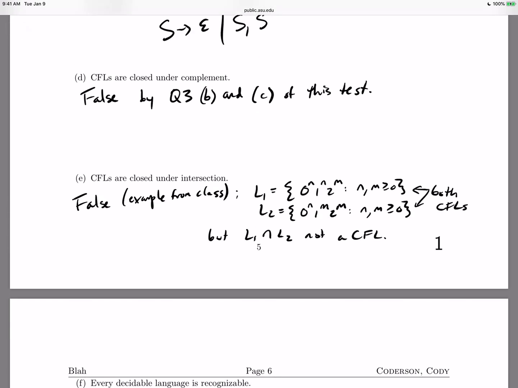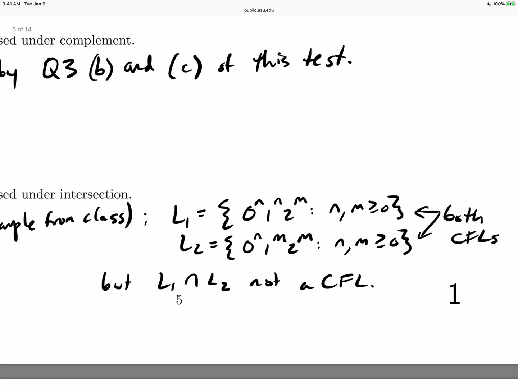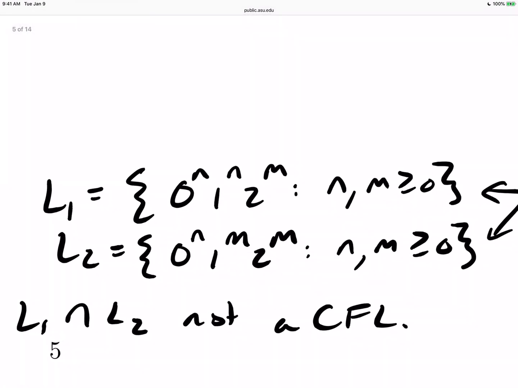Yeah. For E, in the book they did something similar, but L2 was 0^n 1^n 2^m. Does 0^n 1^m 2^m work the same for L2? Sorry, you said 0 to the n, 1 to the m, 2 to the m? But I think in the book it was 0 to the n, 1 to the n, 2 to the m. Oh, that's L1. Oh, okay. So I just flipped the order. Yeah, but they're the same languages. It's just named differently, with two variables instead of just one.